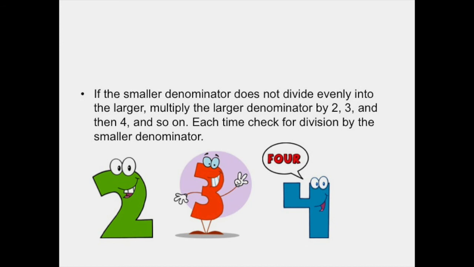If the smaller denominator does not divide evenly into the larger, multiply the larger denominator by 2, 3, and then 4. Each time check for division by the smaller denominator.